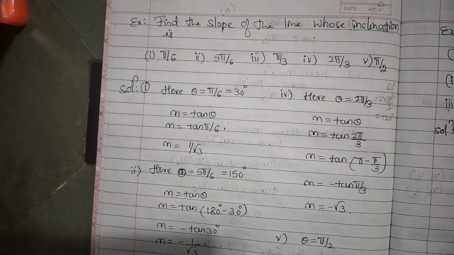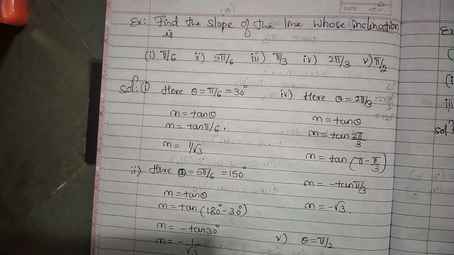If a straight line makes an angle theta with the positive direction of x-axis, then slope of a line is given by m is equal to tan theta. M is positive when theta is acute. Acute means it lies between 0 to 90 degree. And we know that in first quadrant all trigonometric functions are positive. Therefore, the tan ratio is positive.